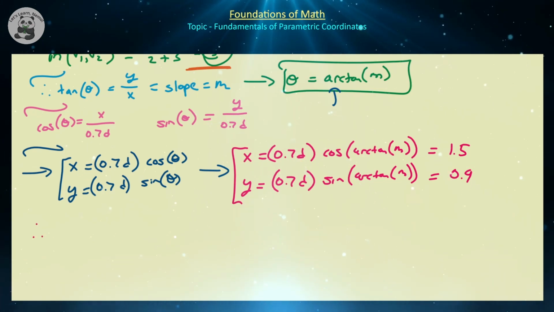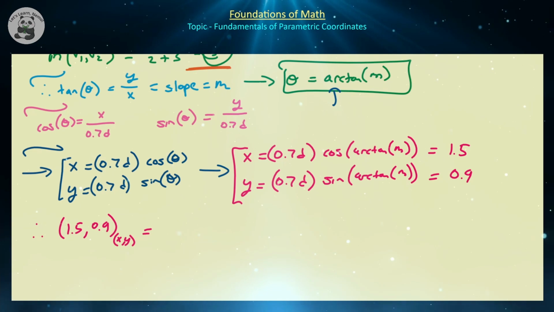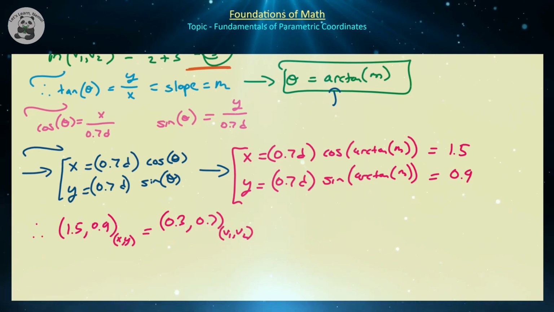So that means the point (1.5, 0.9) in Cartesian world is going to be equal to the point (0.3, 0.7) in V1, V2 barycentric world. So these two points are equivalent to one another.